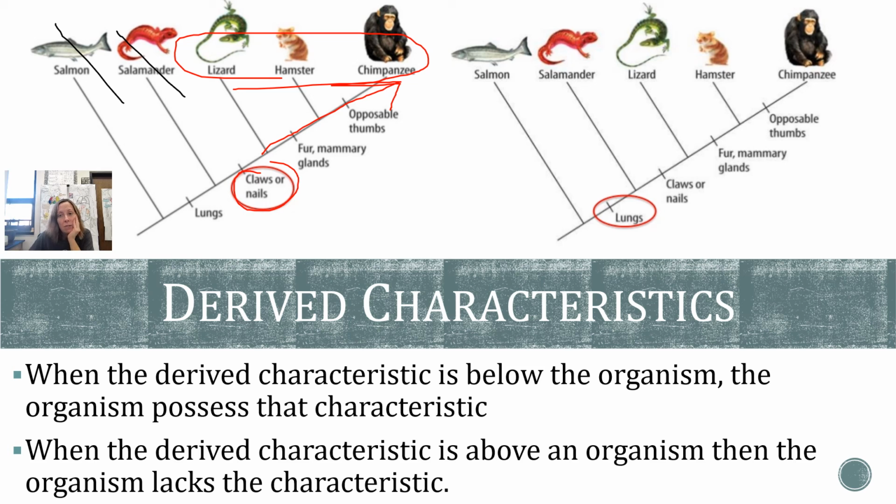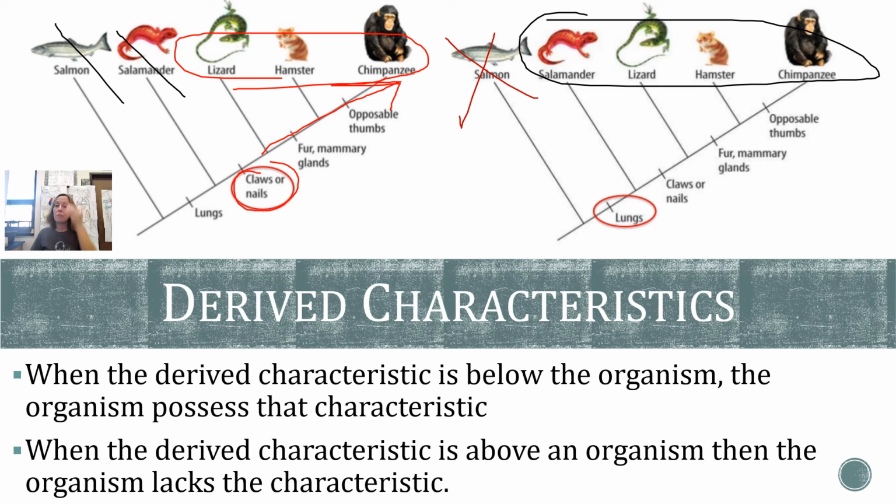Lungs are found on all of these guys. The only one that doesn't have lungs is my salmon because it's above them. Okay, that's how you read a cladogram. We're going to do some cladogram work this week. Once we show that we can prove evolution, we'll then use that to organize animals.